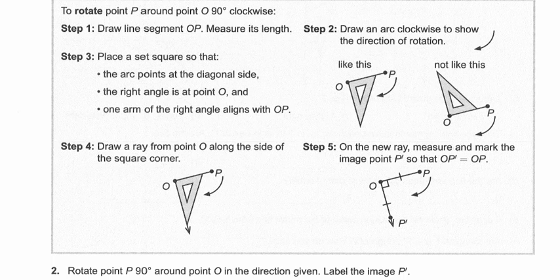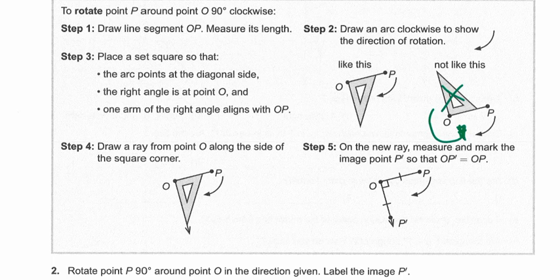And then we're going to actually do step 3, place a set square so that the diagonal side of the right angle is at point O. One arm of the angle aligns with OP. So you line up this here, and then this is where your resulting dot is going to be. Do not put it like this because it's on the wrong side. It needs to be over on this side of your line that you've drawn.